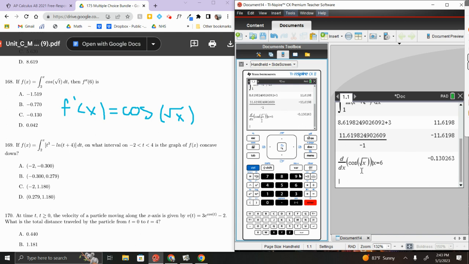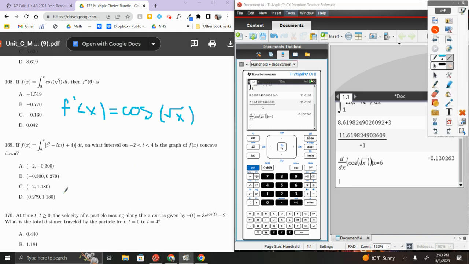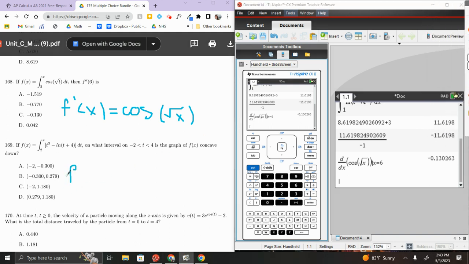All right, same thing for 169. They give us this weird derivative of an integral. So we're going to take that first derivative. So our first derivative is just going to equal the function that's inside. So it's going to equal t cubed minus natural log x plus 4. So now this is the first derivative.